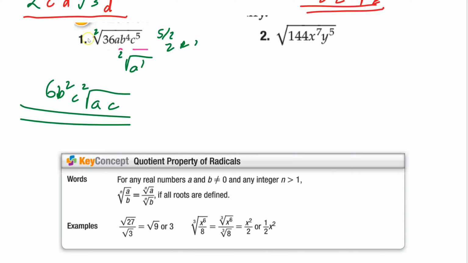Right, so again, let's go over that one again. Square root of 36 is 6. A has a power of 1, and 1 can't divide by 2, so that just stays inside. 4 divided by 2 is 2, so it goes on the outside, and then 5 divided by 2 is 2 remainder 1, so 2 on the outside, 1 on the inside. Over here, let's break it up just so we can see a little better.